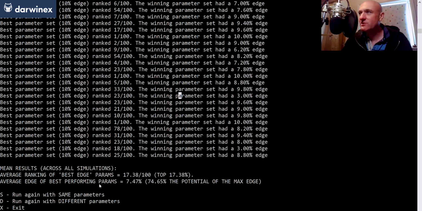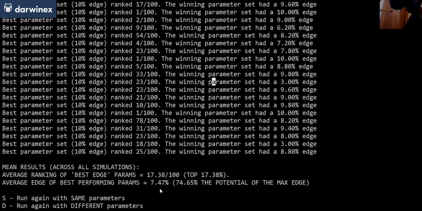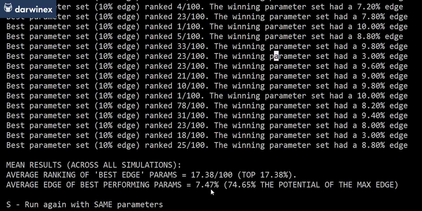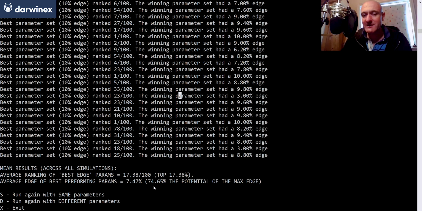And if we look at what the edge was of the best performing parameter values in each optimization, we can see it's 7.47%. So effectively, on average, it means we can get 74% of the value out of the system if we have a sample size of just 250 trades on average, which is okay, but it's not great. Okay, we're only getting 75% of the potential of our system.